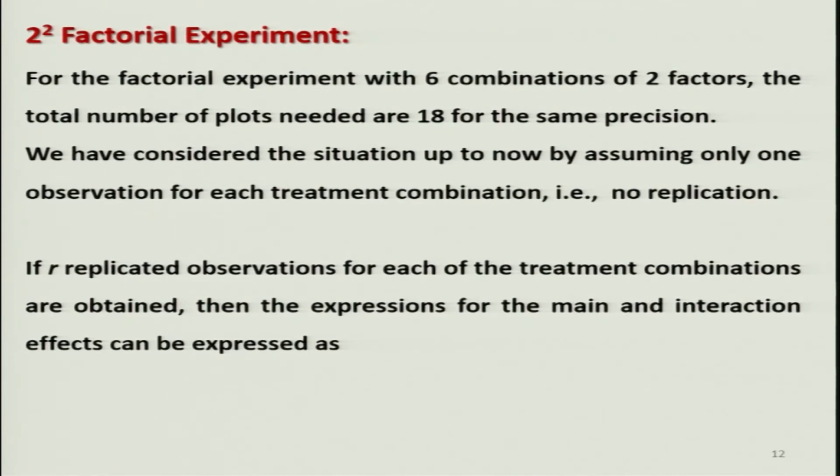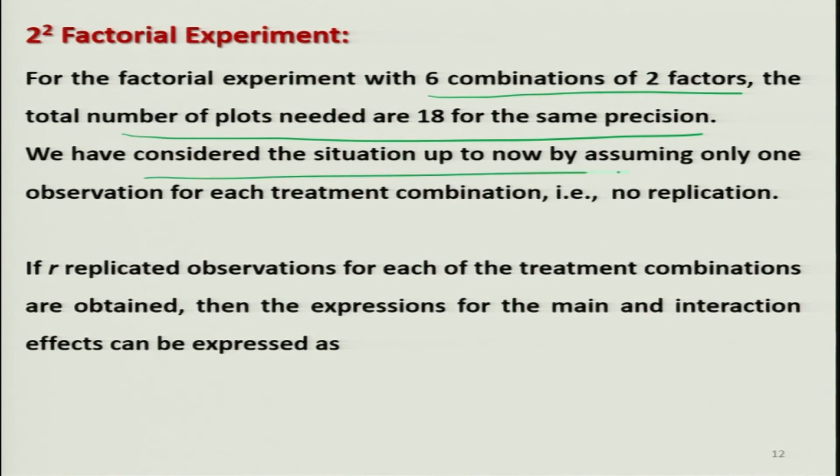Right. And for the factorial experiment with the 6 combinations of 2 factors, because you have 3 levels of nitrogen, 2 levels of irrigation, there are going to be altogether 3 into 2, 6 treatment combinations. So the total number of plots which are needed are only 18 to get the same precision. Right. Well, in this comparison which I have shown you, I am assuming that we have only one replication of each treatment combination. That is what you have to keep in mind.